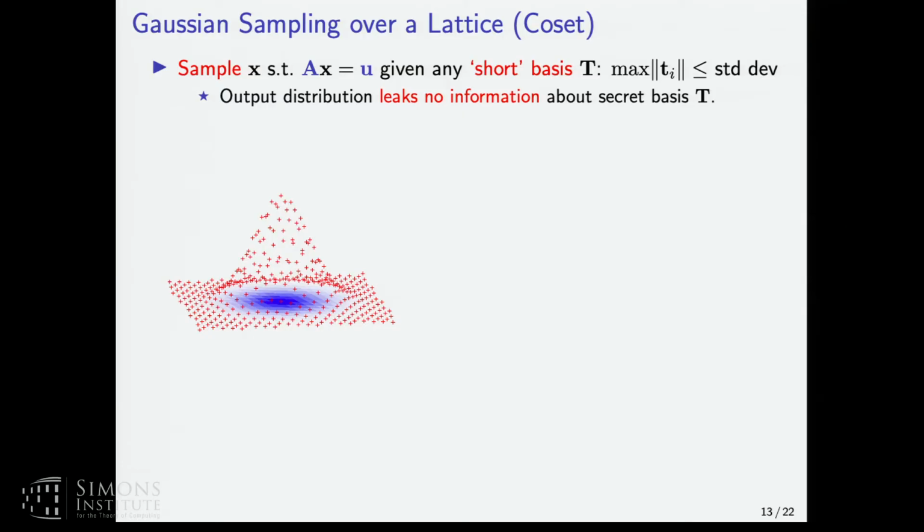So again, the advantage of this is that this distribution we're sampling from actually doesn't leak any information about the basis itself, like what its geometry is. The upper bound on the basis vector lengths will be known. So that's a public value, but nothing more than that is leaked about the basis.